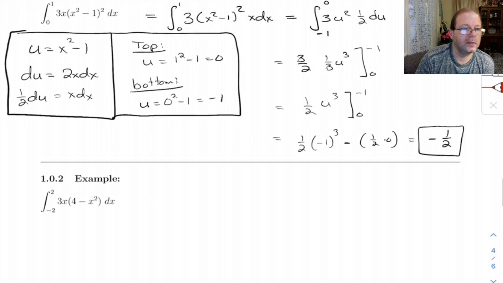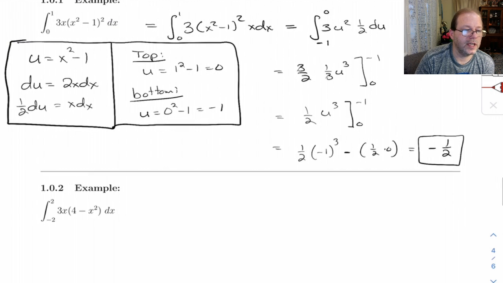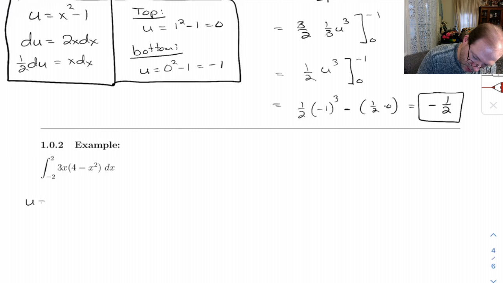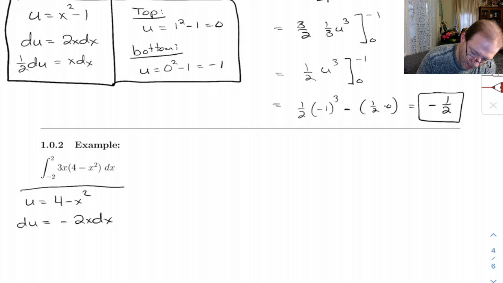All right. Let's do the next one. All right, on this one, my u is going to be 4 minus x squared. du is going to be minus 2x dx. And I guess maybe I should go ahead and make x dx, since x dx shows up in the problem. X dx is going to be du divided by negative 2.